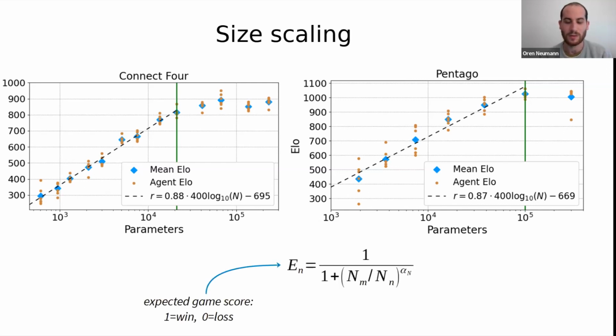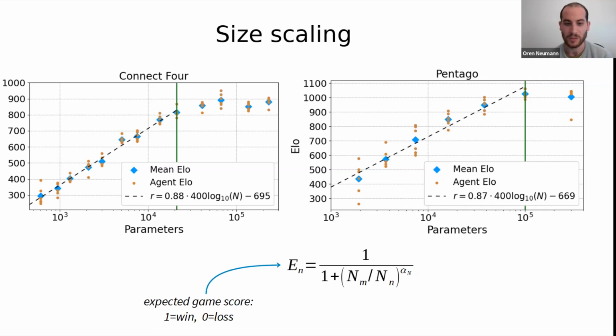And when you use the Bradley-Terry model, which is the underlying foundation of ELO rating, you can get a prediction for game outcome. The expected game outcome between two players, where 0 is a loss and 1 is a win, can actually be predicted by a very simple formula. It's just 1 over 1 plus the ratio of neural network sizes to the power of a certain exponent alpha. In this case, the exponent alpha is 0.88, and remarkably, it's the same exponent for both games.